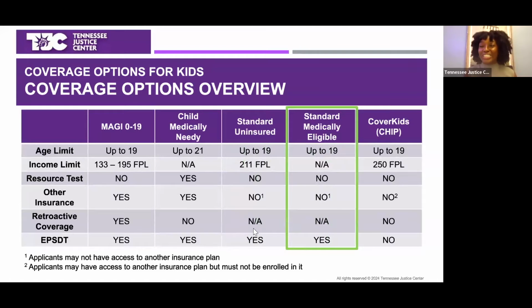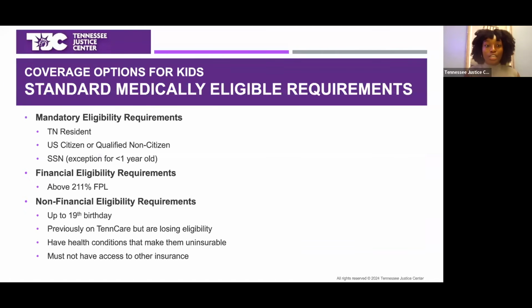All right, TennCare Standard medically eligible. Similarly to TennCare Standard uninsured, this is going to be a category for kids who are rolling off of TennCare and do not have access to other insurance. The difference is that these kids' households' incomes are above 211% of poverty. The caveat to this, however, is that the child must have a qualifying medical condition.